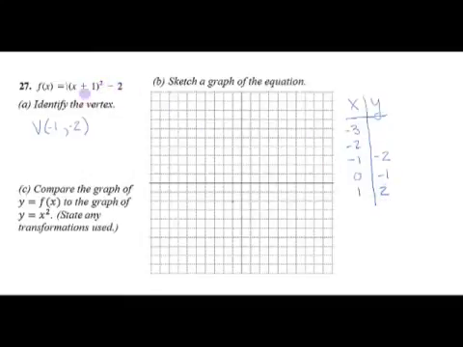Putting in a negative 2. Plus 1 is negative 1. Squared is 1. Minus 2 is negative 1. Putting in a negative 3. Plus 1 is negative 2. Squared is 4. Minus 2 is 2. Let's plot those points. So I have (-3, 2), (-2, -1), my vertex (-1, -2), (0, -1), and (1, 2).